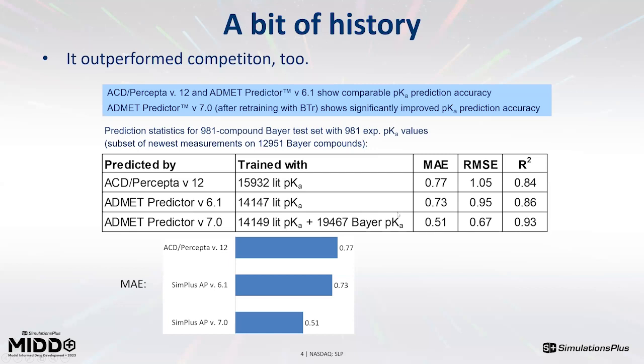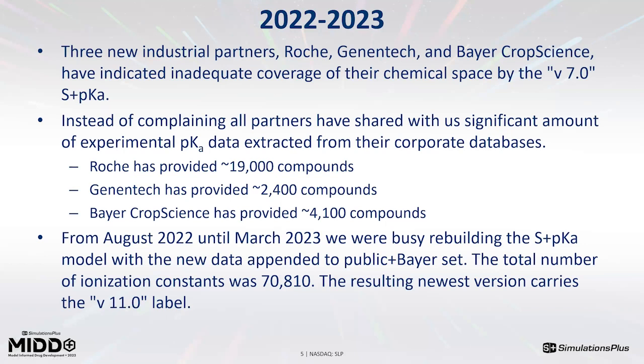But of course, version 7 has improved dramatically over this. So that was then, and for 10 years, I think Bayer was happy with the model, because we haven't heard too many complaints, other than requests to change the software in terms of structure handling. But we hit the pay dirt last year. 3 new industrial partners, Roche, Genentech, and Bayer Crop Science, have also indicated inadequate coverage of their chemical space by the version 7 model.